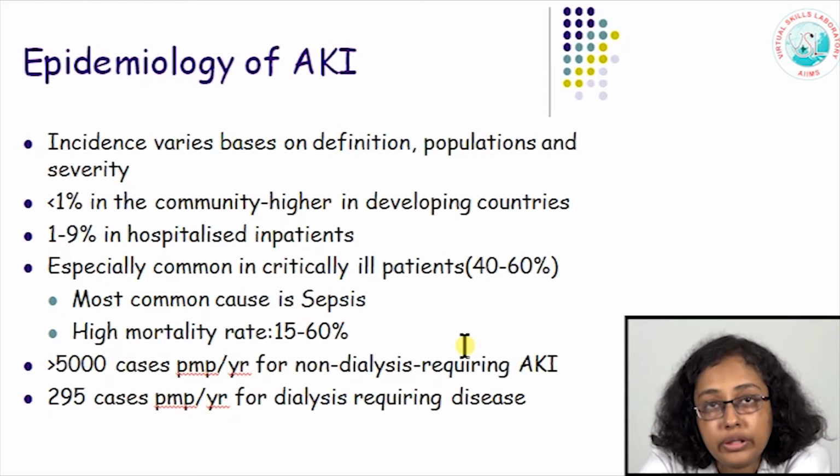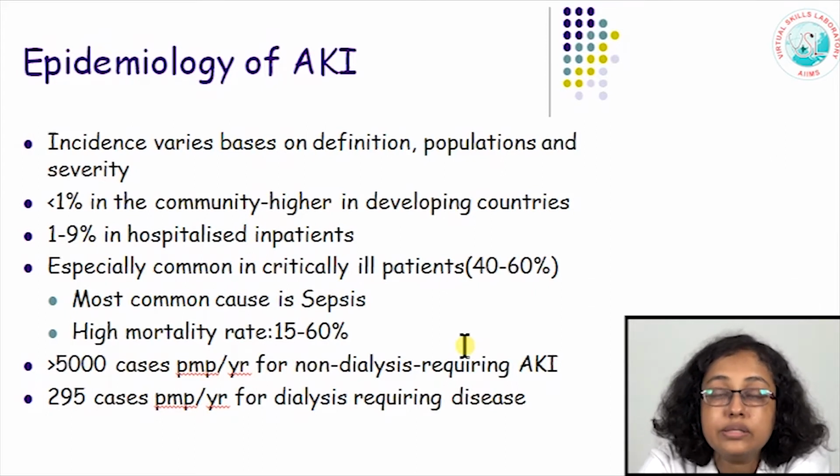Hospitalized patients often develop acute kidney injury because of a variety of causes, which we will discuss. The incidence again ranges from 1 to 9% and is higher in developed countries. Acute kidney injury is very common, especially hospital-acquired acute kidney injury in critically ill patients in the ICU.